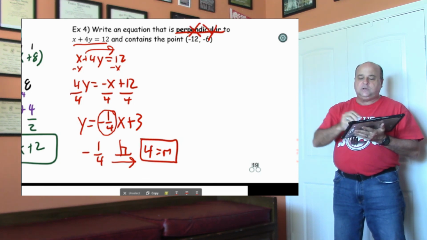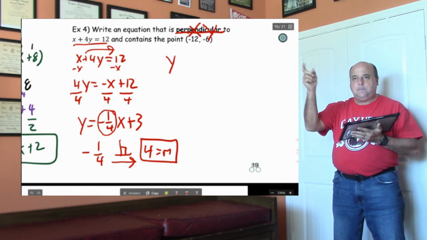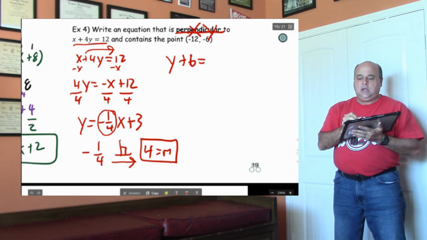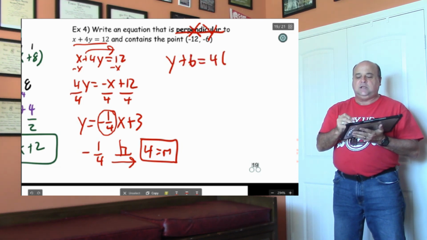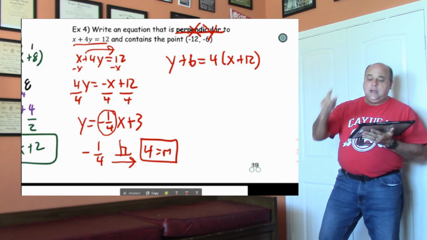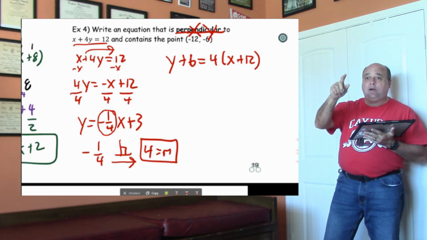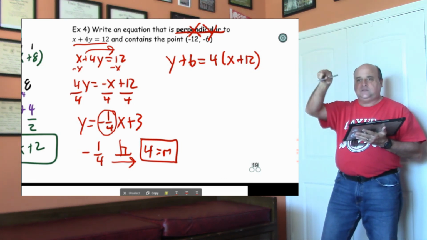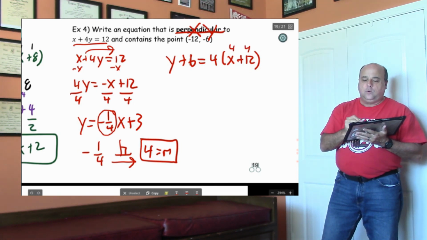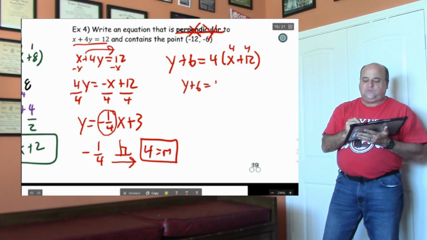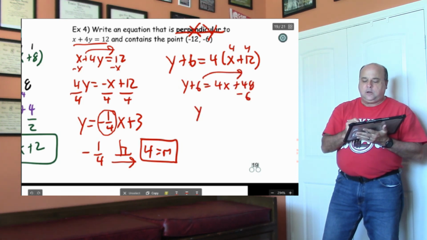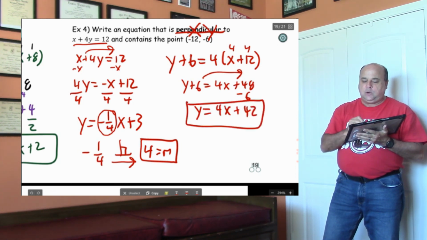Now I'm going to plug in the point slope. So y, the opposite of minus 6 is plus 6, equals, my slope is 4, parentheses, the opposite of negative 12 is plus 12. Now then, I don't have a fraction, so this won't be that hard. I'm going to distribute the 4 and move the 6 over, right? So distribute the 4, so y plus 6 equals 4x plus 48. And then I'm going to move that 6 over, and I'll get y equals 4x plus 42. That is my new equation.